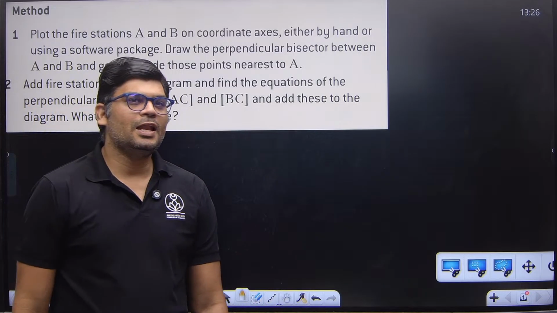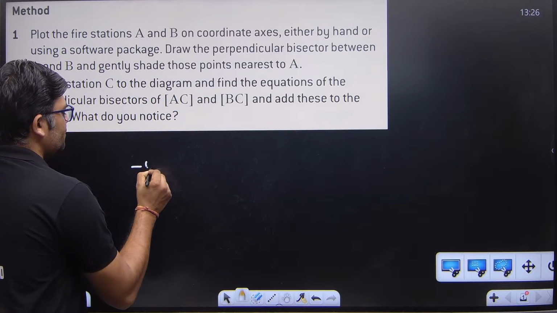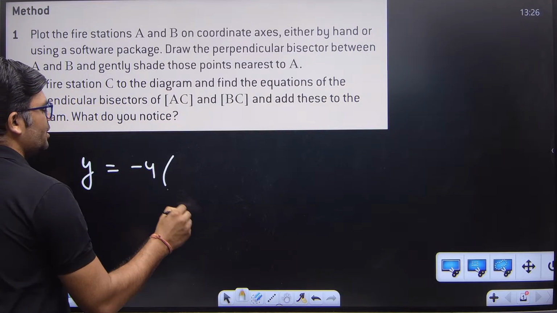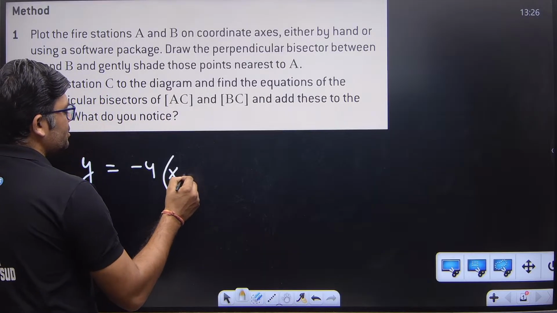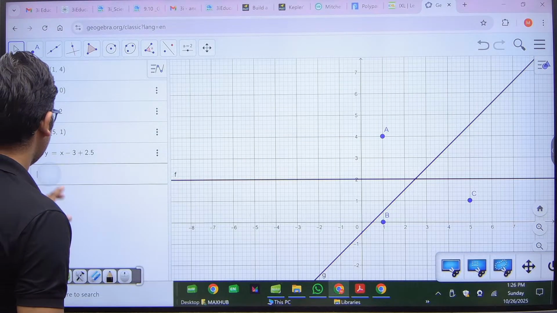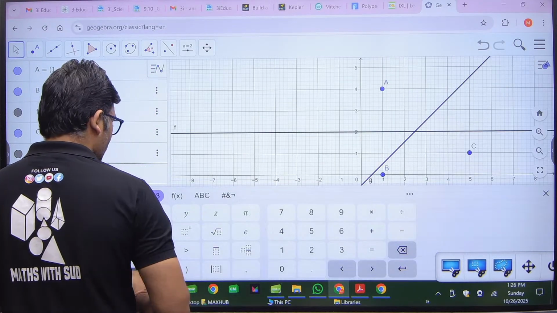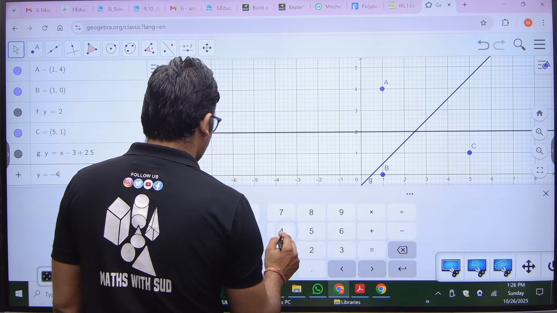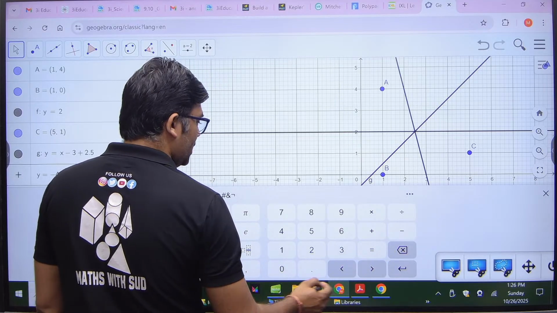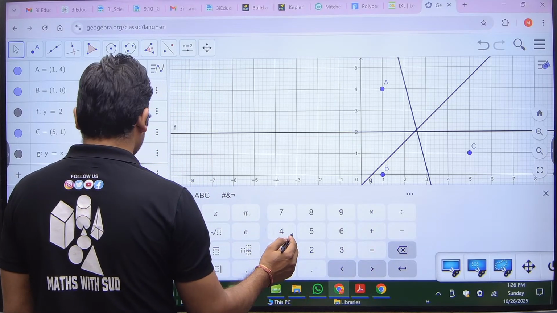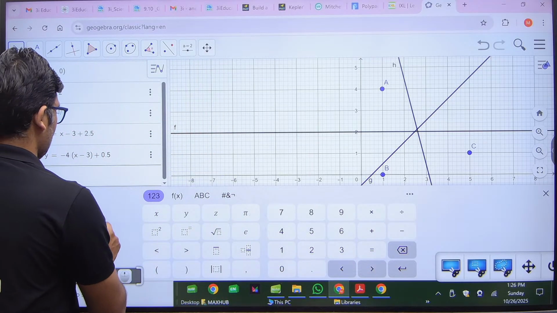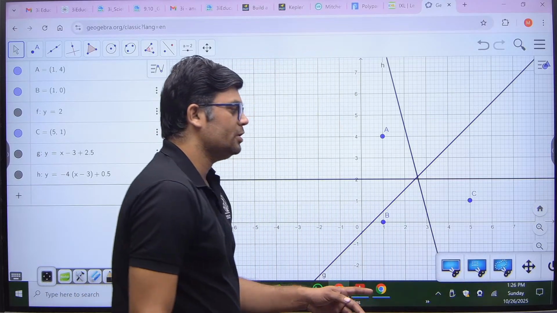So what will be the slope of the line perpendicular to 1 by 4? It will be minus 4. So your equation will be y is equal to minus 4 times x minus 3 plus 0.5. Alright. So y is equal to minus 4 times x minus 3 plus 0.5. Just check it out, you got this equation as well.